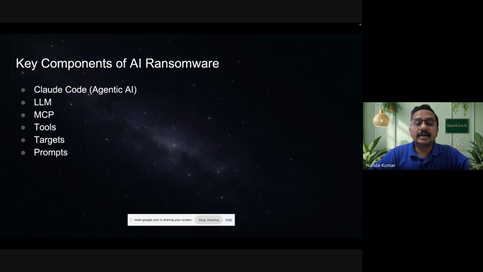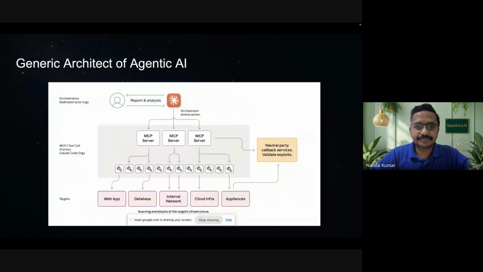Next is some of the tools, a lot of tools being used. And then the target is nothing but all the companies that they were trying to attack. And the very critical hero is the prompt. Without the prompt, nothing would have been done. So we'll talk about the prompt also in the session.